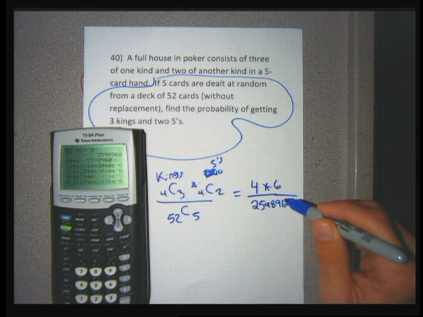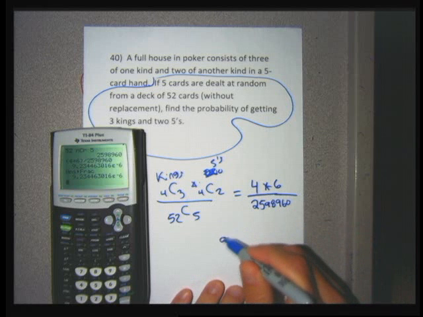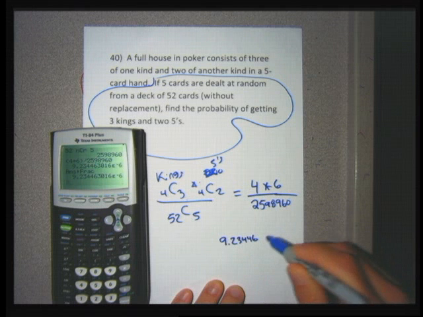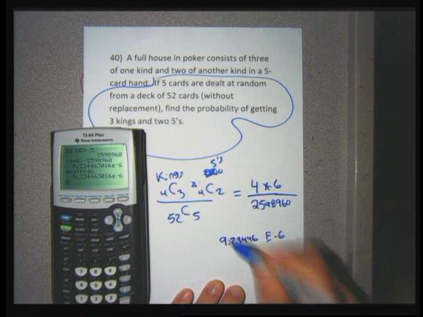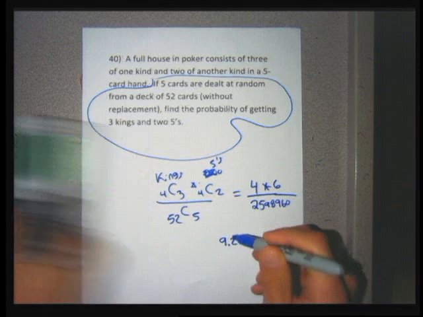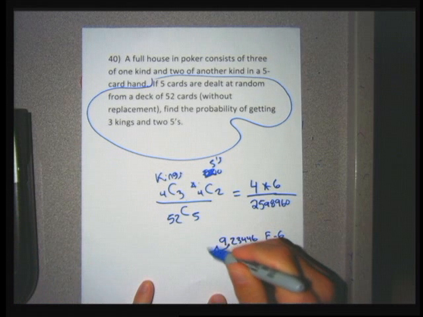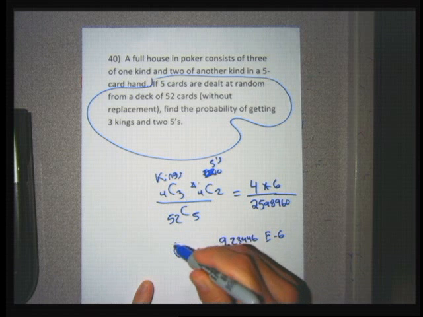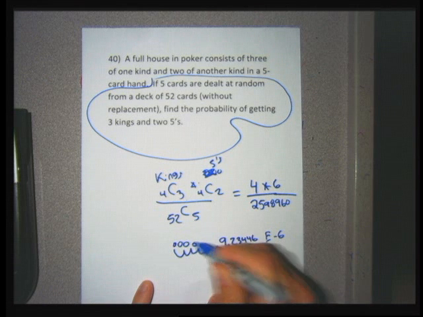I need to get the E. Math, Enter, Enter. So my calculator tells me this is 9.23446 and a bunch of other stuff, E to the negative 6. I'm going to take the decimal and move it 6 places to the left. So I'll go 1, 2, 3, 4, 5, 6. Fill in these, move the decimal there, and then fill in a bunch of zeros.